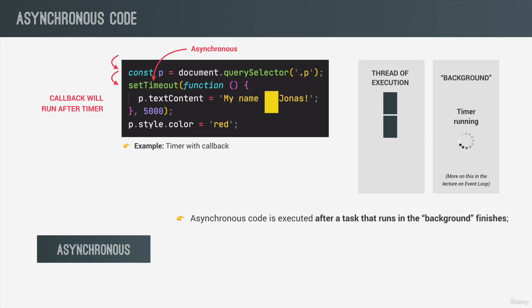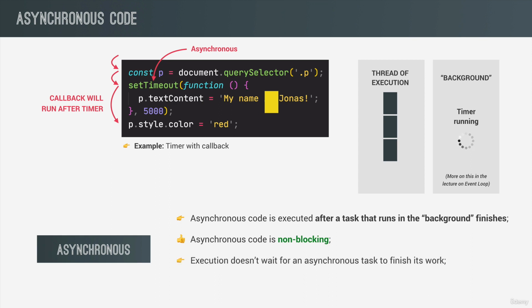So this callback that we just talked about is registered, and then we immediately move on to the next line. So the main code is not being blocked, and execution does not wait for the asynchronous timer to finish its work. And that's the big difference between synchronous and asynchronous code.